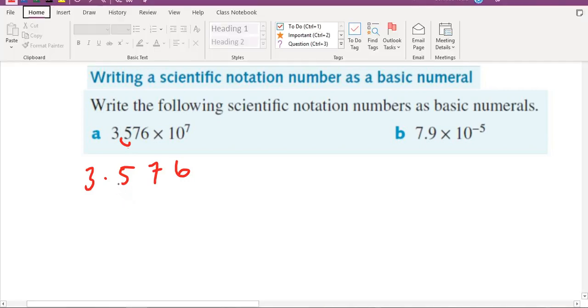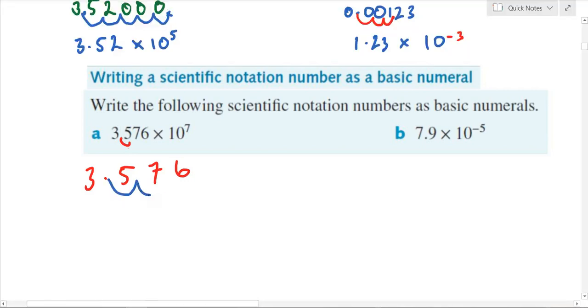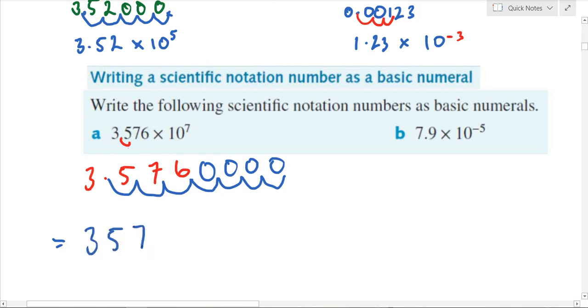3.576. I'm moving this decimal point 7 times, so it's going to be 1, 2, 3, 4, 5, 6, 7. And in between all of those, where the decimal point has moved, there should be zeros. So the actual value for this should be 3576 with 4 zeros after it. Because it's 3.576 times 10 to the power of 7. So that 7 tells you that the decimal point gets moved 7 times, in the positive direction.